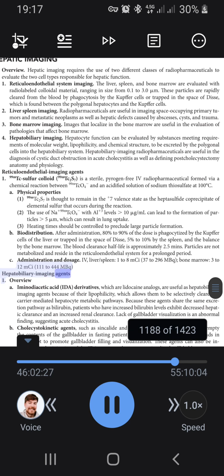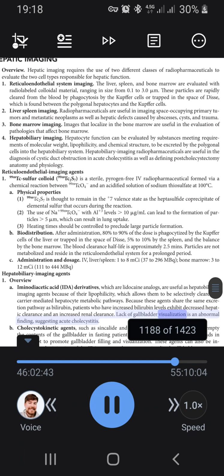C. Hepatobiliary imaging agents. 1. Overview. A. Iminodiacetic acid (IDA) derivatives, which are lidocaine analogs, are useful as hepatobiliary imaging agents because of their lipophilicity, which allows them to be selectively cleared by carrier-mediated hepatocyte metabolic pathways. Because these agents share the same excretion pathway as bilirubin, patients who have increased bilirubin levels exhibit decreased hepatic clearance and an increased renal clearance.